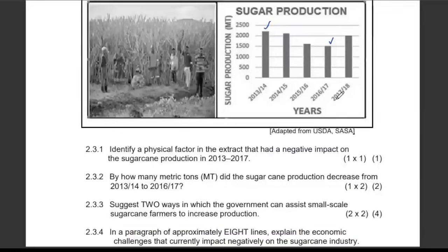How much has it decreased by? If you take this measurement here, it's between 2,000 and 2,500. So we can assume that it's slightly 2,200 against 1,500. If we take those figures, we are saying 2,200 metric tons minus around 1,500. This is going to give us how many metric tons there? That is around 700 metric tons.